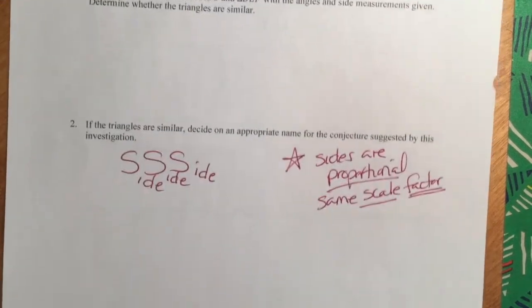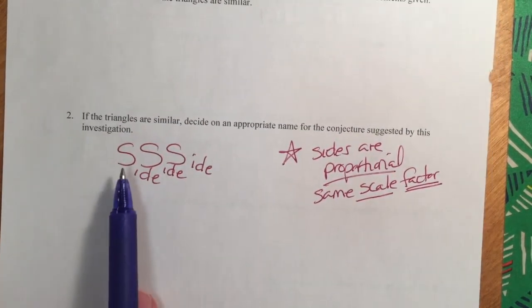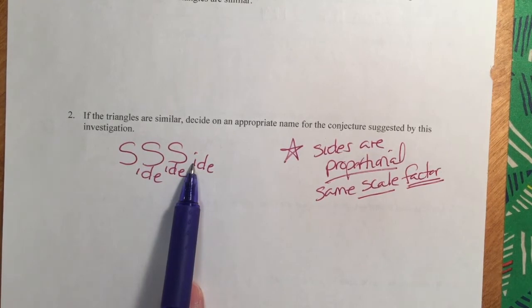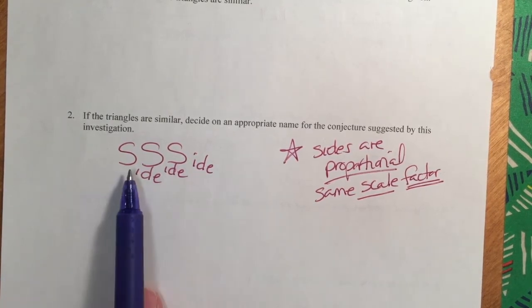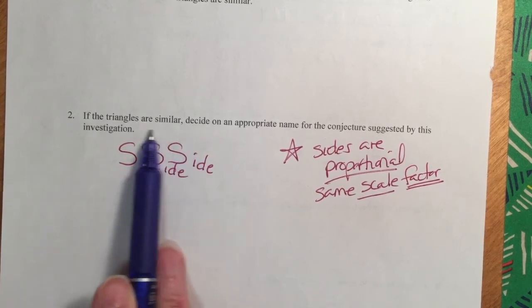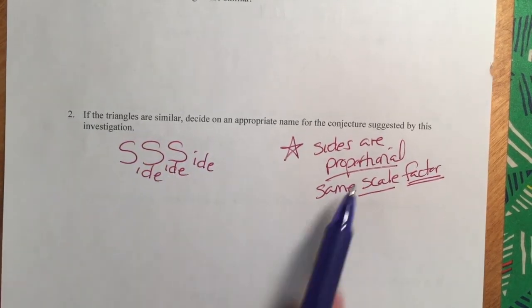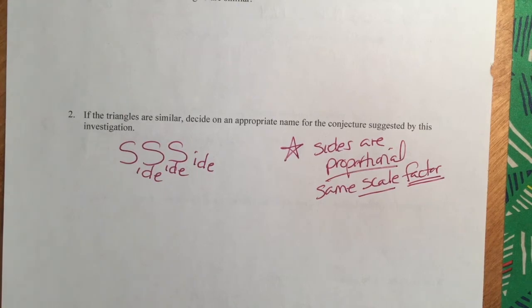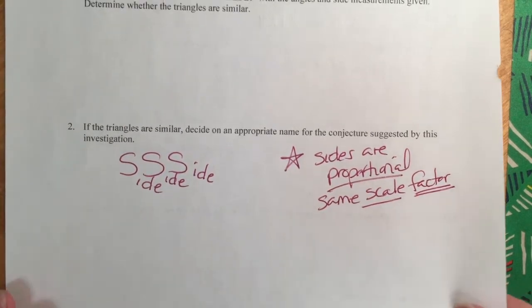It's a dilation. The only rules we were given were the 3 sides. We were not told any angles. So we could call this side, side, side. If we have all 3 sides being proportional, it will give us similar triangles. It will give us a dilation. All right, let's go on to task 3 on the next page.